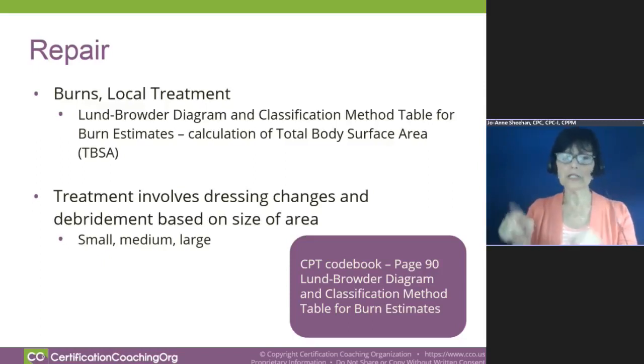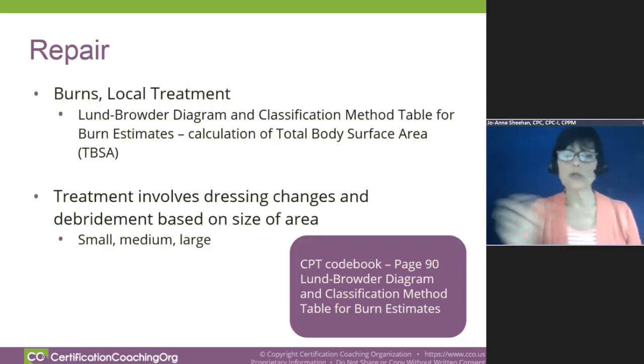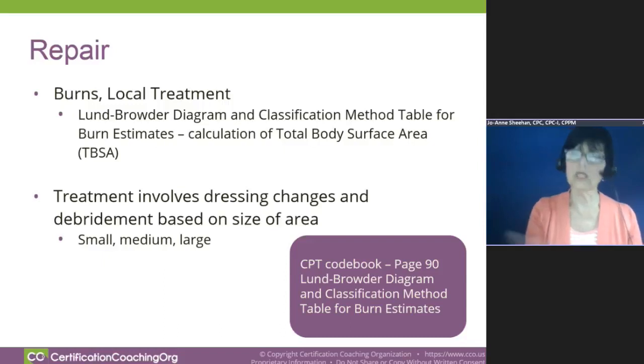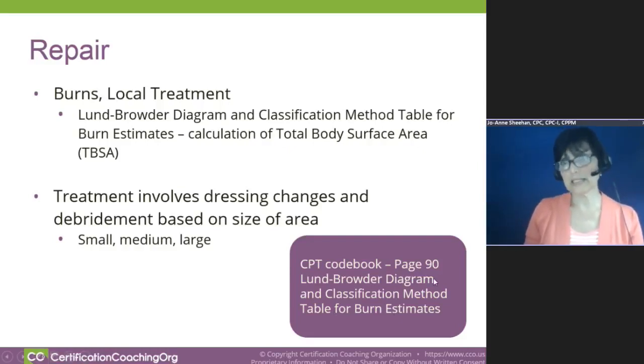I actually use that diagram even when I'm coding for my diagnosis codes. So make a note in the diagnosis section where it's the total body surface area, reflecting what page in your CPT manual, so that you can cross-reference, because you really have to make sure that your T codes, I think it's T31 codes, for the total body surface area of the burn matches up with the CPT codes, okay? And you will see that diagram on page 90.